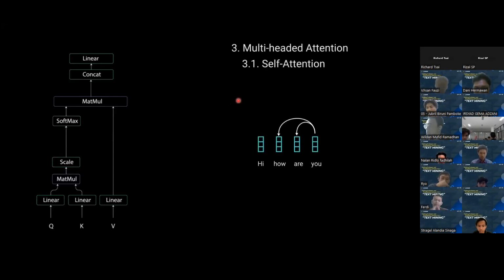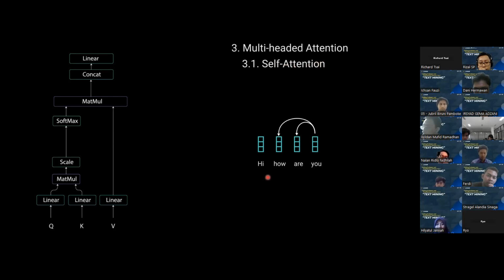To begin, we will explain the central concept in this section, self-attention. Self-attention measures how much attention each token in a sentence pays to every other token. So in this sentence, we can calculate how much attention "you" pays to "are", "you" pays to "how", "you" pays to "hi", and "you" pays to itself.